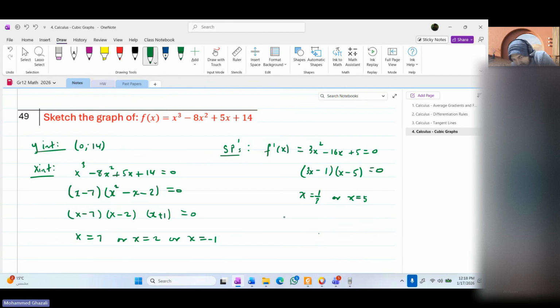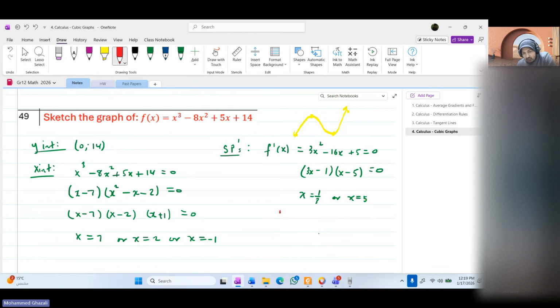The only problem over here is to find the y values of the turning points, because that's 1/3. Remember the shape of the graph is like this. So we know 1/3 comes first, so that's the maximum, and that's the minimum.